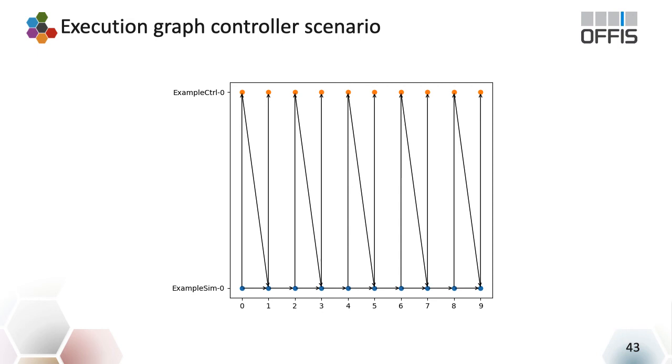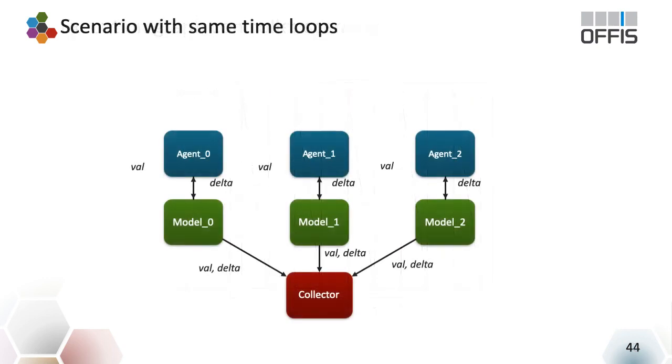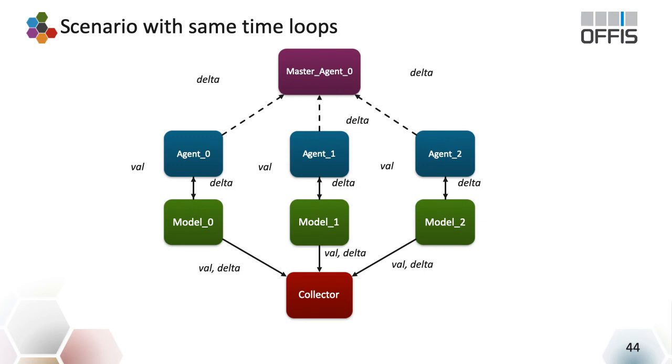So we want to now build a scenario to show the new feature of the same-time loops. And for this, we add here a new agent, which is a master agent, which tries to control the other controllers.